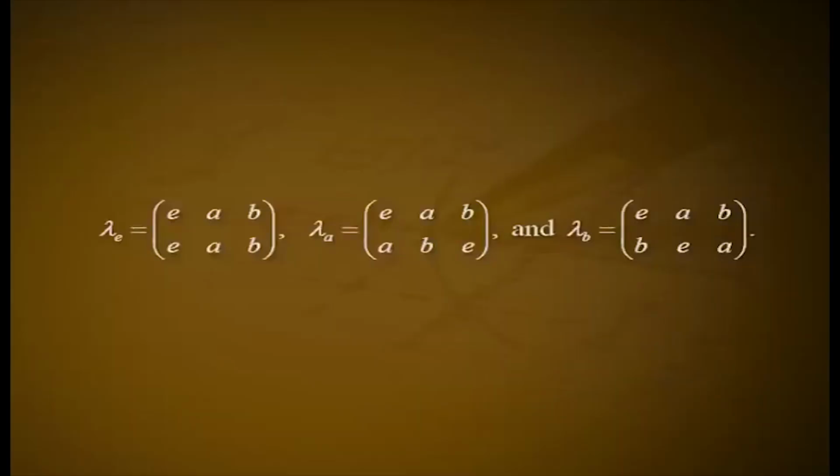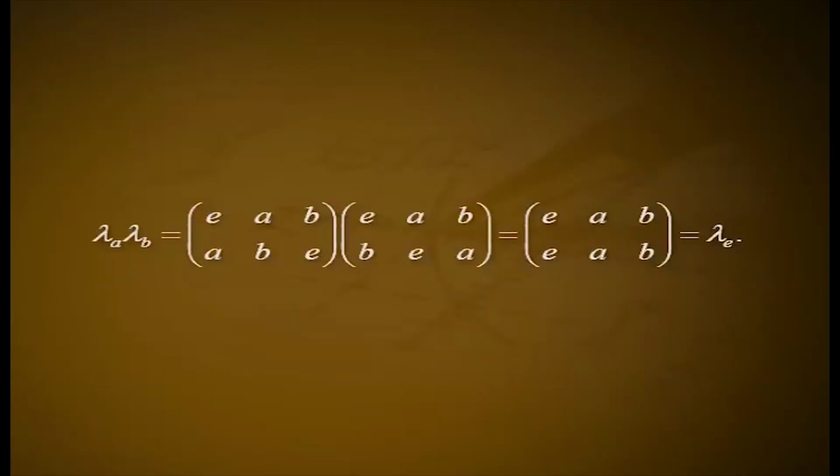Example 10. Let us compute the left regular representation of the group given by the group table 3. By compute, we mean give the elements for the left regular representation and the group table. Here, the elements are lambda e is equal to permutation e to e, a to a, b to b. Lambda a is equal to permutation e to a, a to b, b to e. And lambda b is equal to permutation e to b, a to e, b to a.